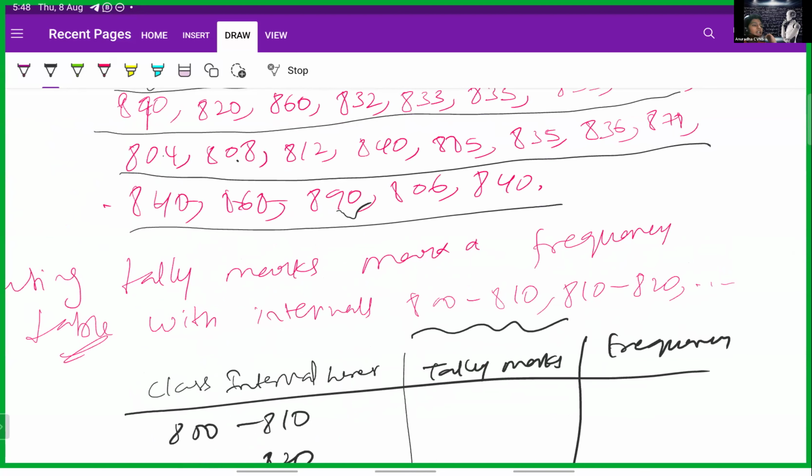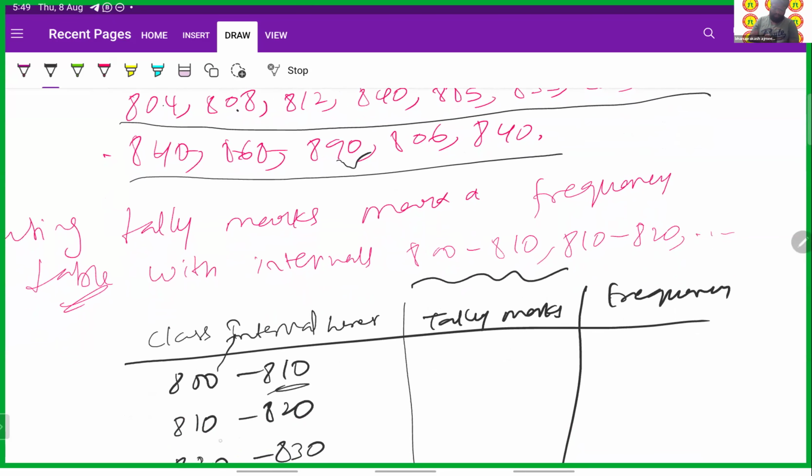Sir, in every interval, like 800 to 810 is an interval, does 810 count in that interval? In 810 to 820 also 810 counts, sir? Yes, if you see, one interval starts from 800 and ends at 810. Here it starts at 810 and ends at 820. So you have to take that into consideration while counting.